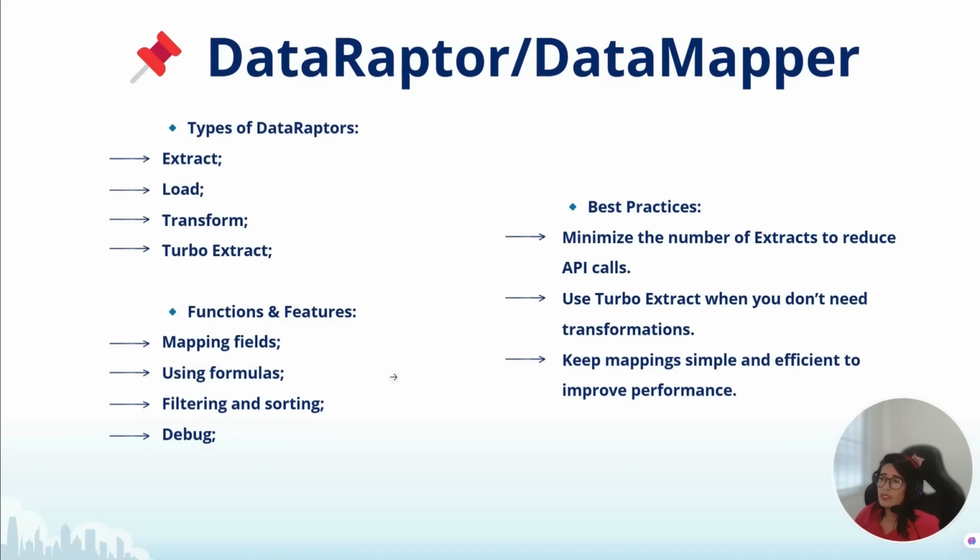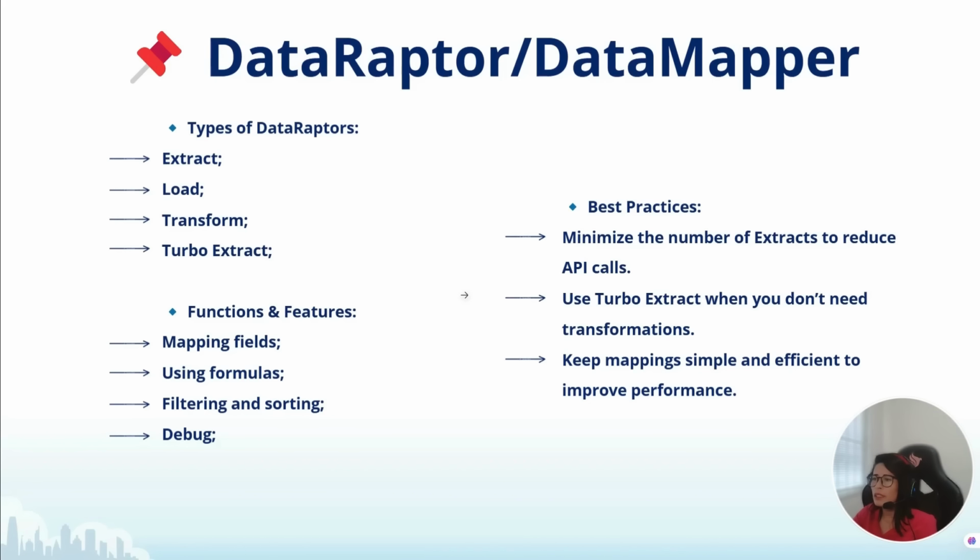About the best practices, minimize the number of extracts to reduce API calls. You need to pay attention: if you really need a new one, create it, or you can use an existing one. Use turbo extract when you don't need transformation. When you need to use formulas, it's not possible using turbo extract, so you can use formulas only in the extract one.